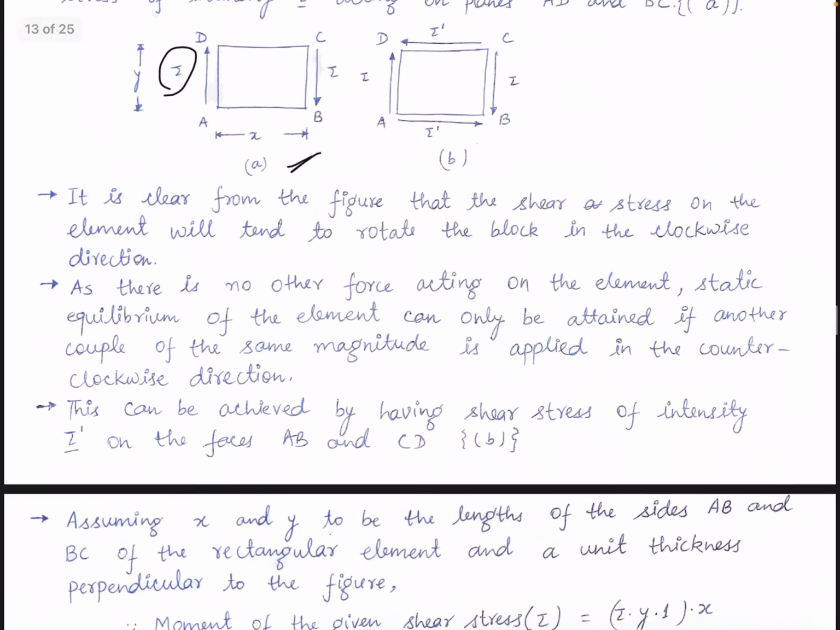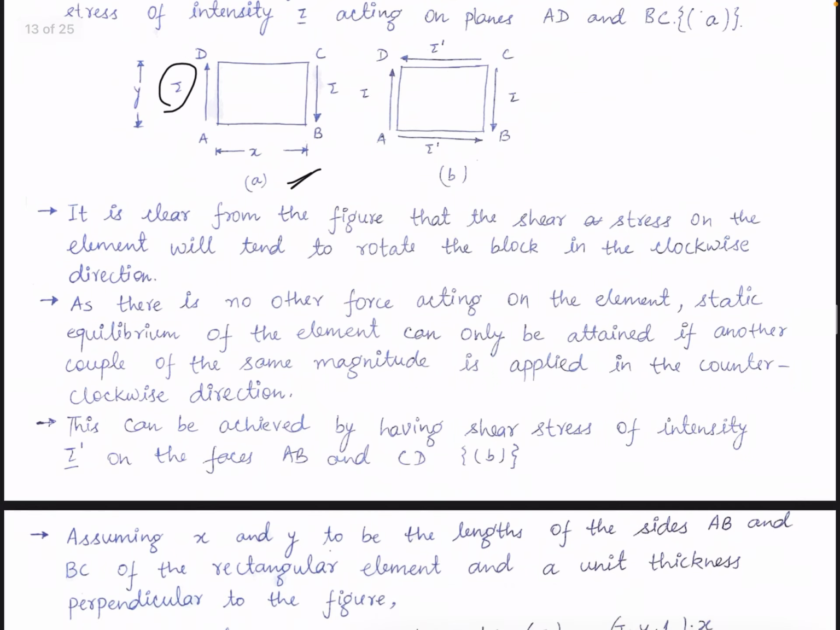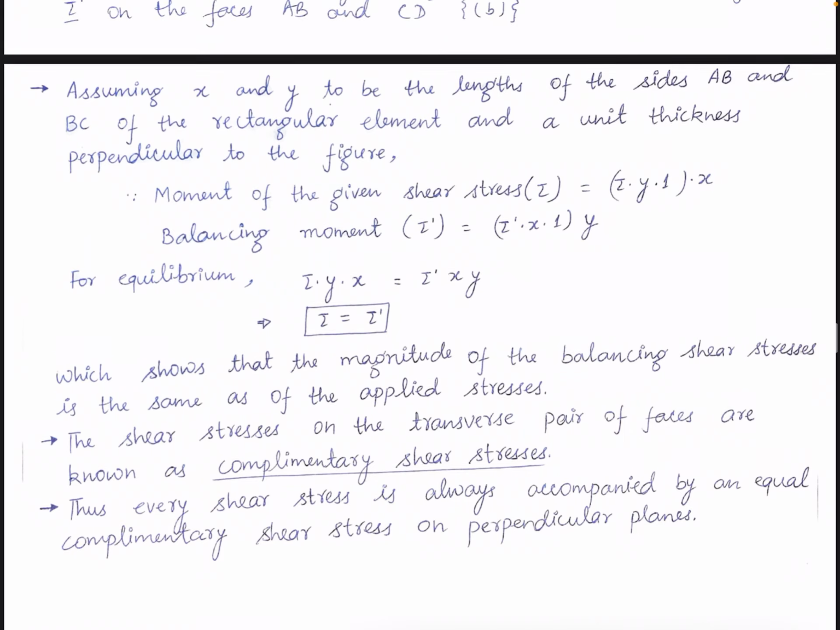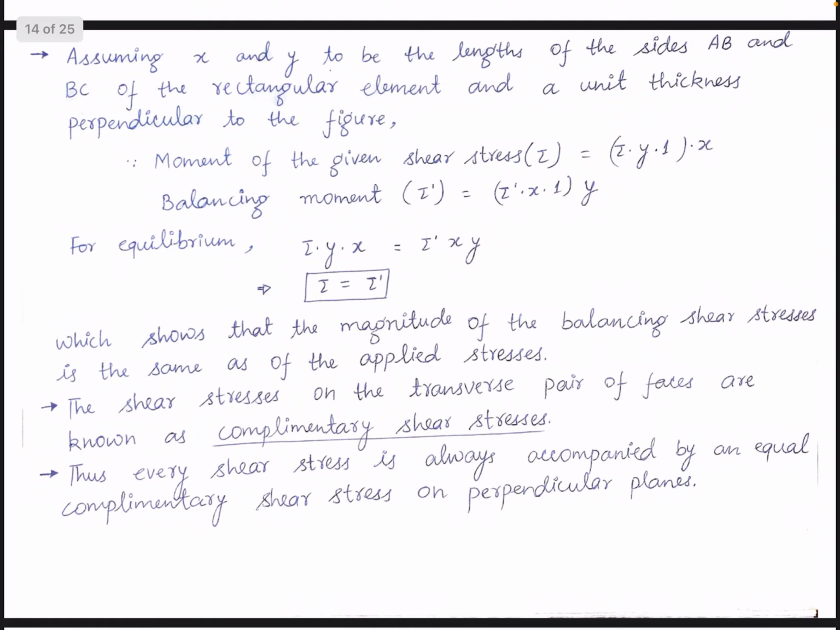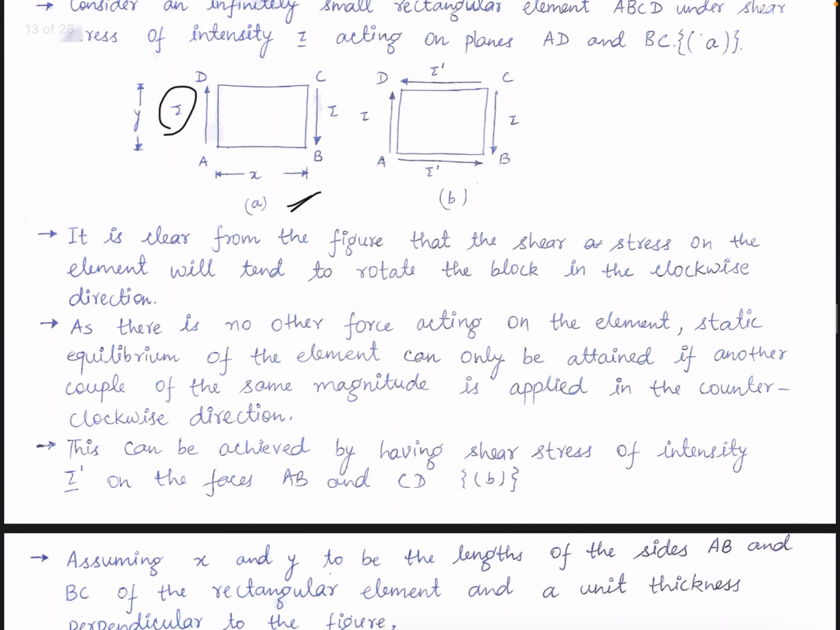So, figure B. Now assume x and y are the lengths of the sides AB and BC of the rectangular element, with a unit thickness perpendicular to the figure. What is the moment of the given stress? That will be tau into y into 1 into x, and the balancing moment will be tau dash into x into 1 into y. Clear? You can see this from the diagram.